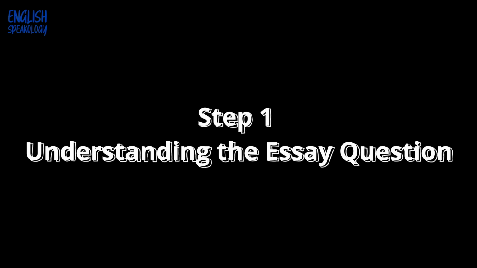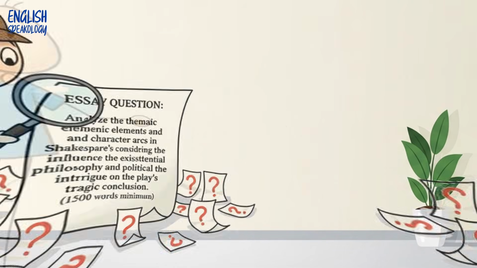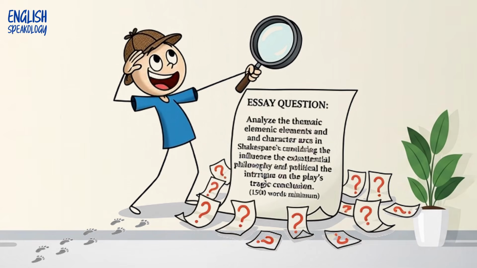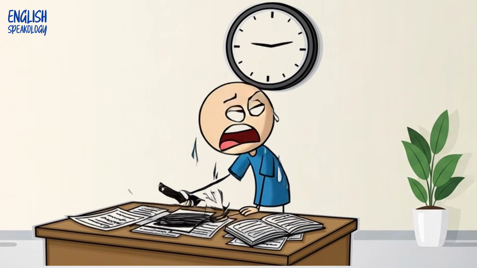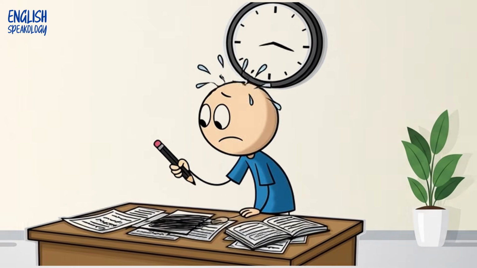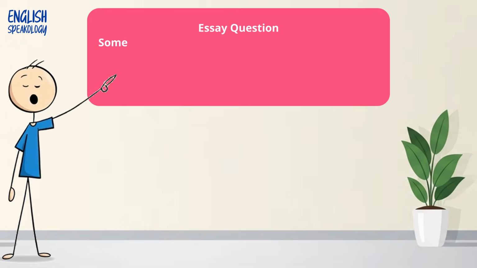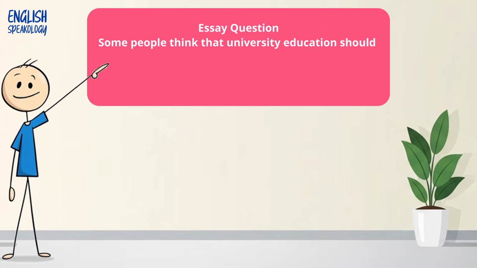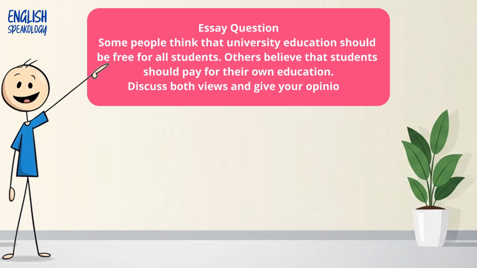Understanding the essay question. Before writing anything, the first step in a Band 9 essay is always understanding the question properly. This may sound simple, but many students lose marks here. Why? Because they misinterpret the question. Let's look at today's essay topic. Essay question. Some people think that university education should be free for all students. Others believe that students should pay for their own education. Discuss both views and give your opinion.